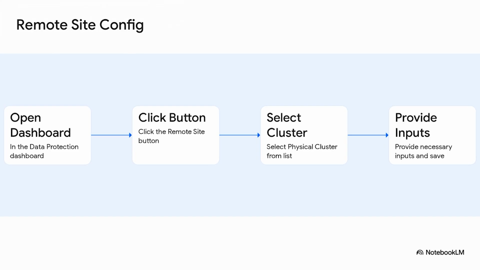Step 1, you navigate straight to the data protection dashboard in Prism Element. Step 2, you click the remote site button. Step 3, you select physical cluster right from the pull-down list. And finally, Step 4, you provide the necessary inputs, like the remote cluster's virtual IP, into the dialog box and click Save. You really need to be able to visualize these steps blindly, because multiple choice questions love to shuffle this exact order just to see if you actually know where to initiate the setup.